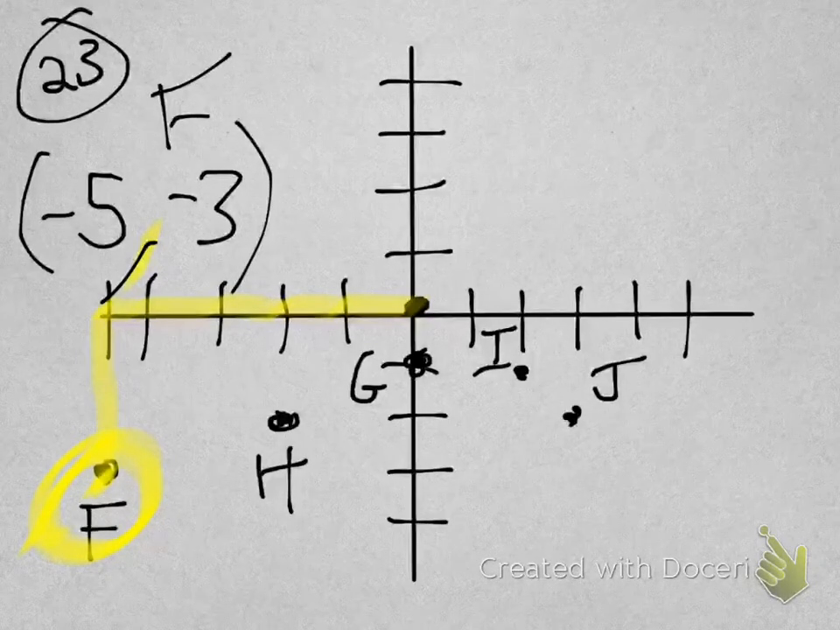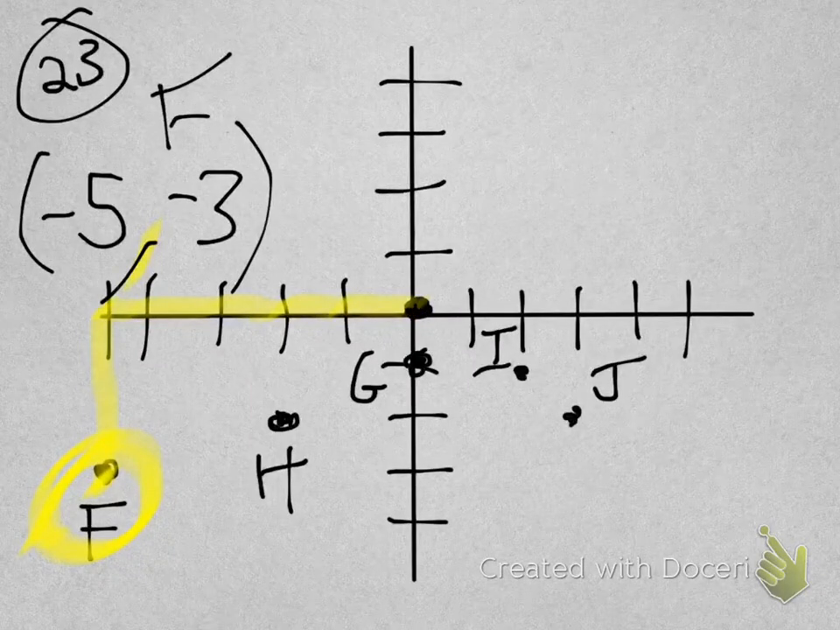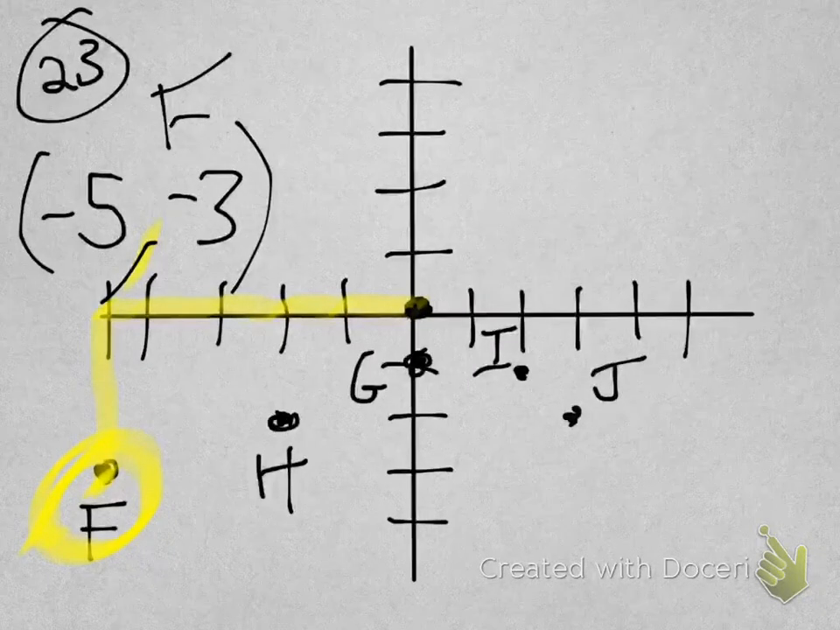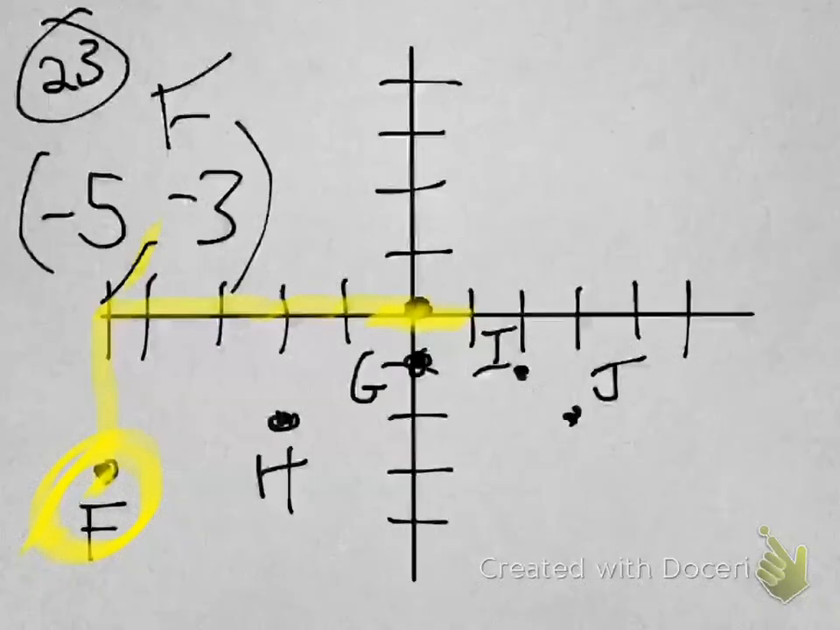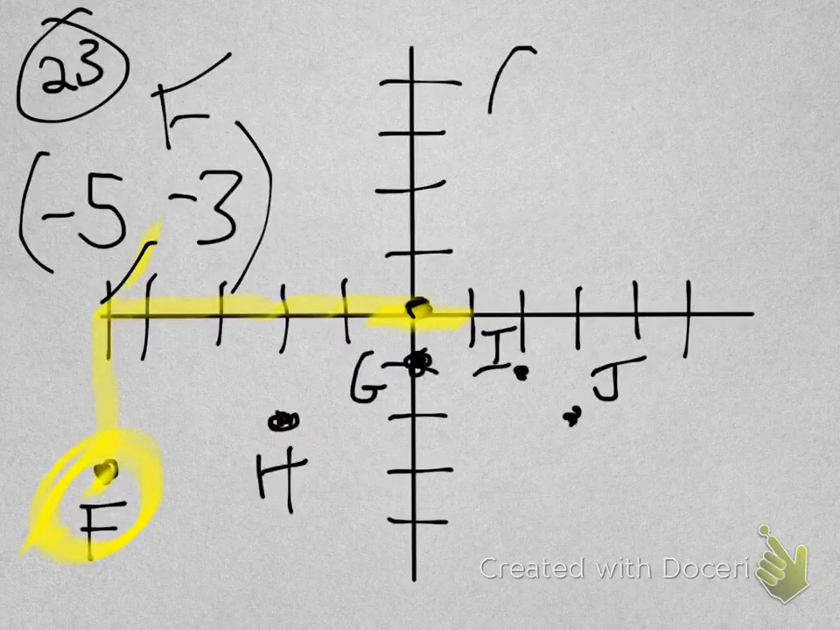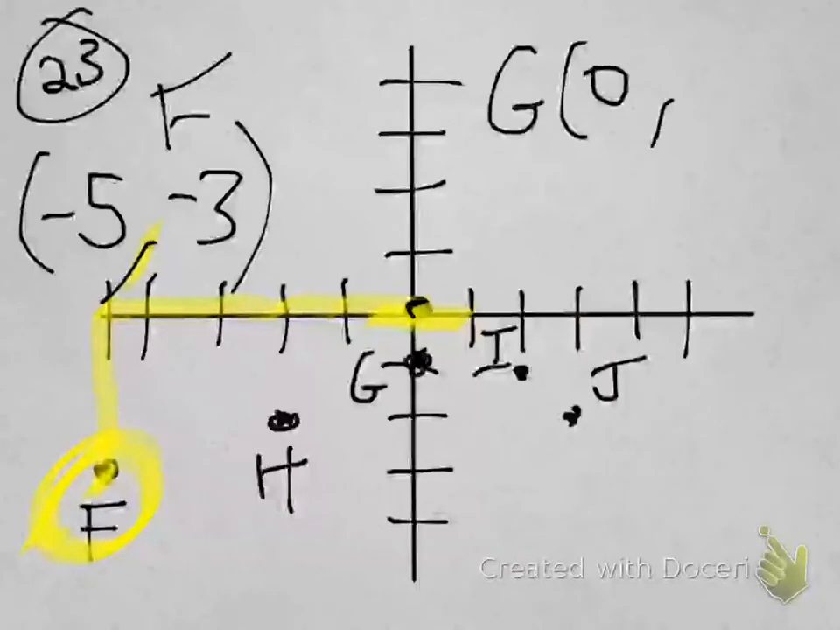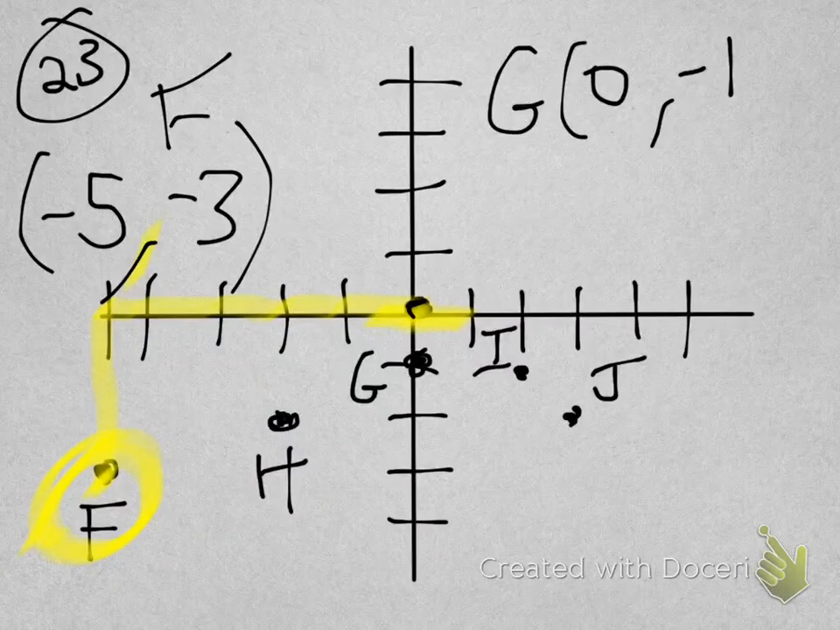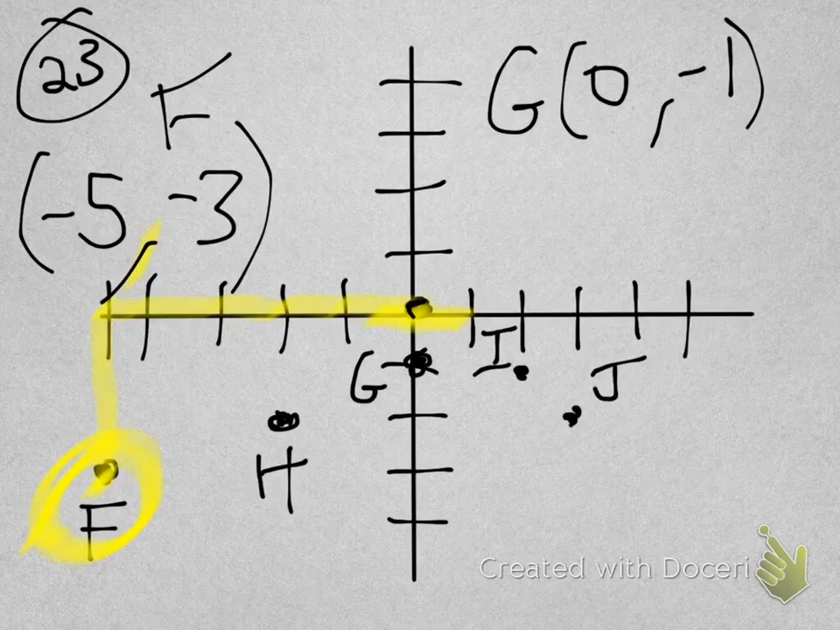So now we're going to go to g. And g, we're starting at 0, 0 again. But if you notice, to get to g, we don't have to go left or right at all. We just go straight down. So our x value for g is going to be 0. And then we go down 1, which means we go negative 1. So g is going to be the point 0, negative 1.